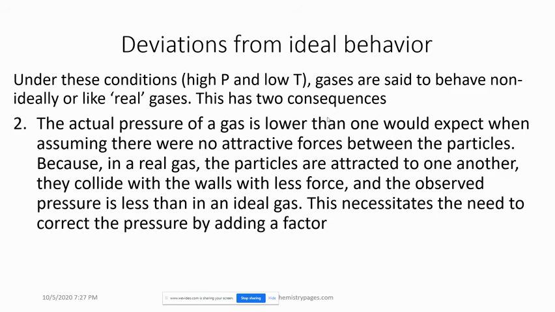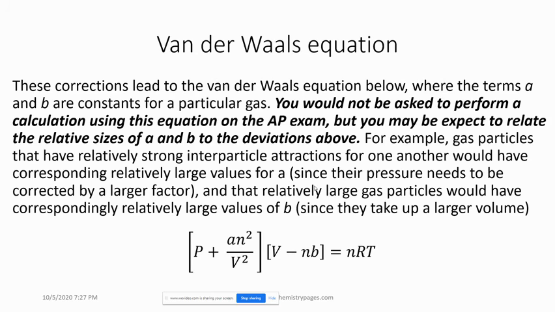Okay, so the actual pressure of a gas is lower than one would expect when assuming there are no attractive forces between the particles, because in a real gas, the particles are going to be attracted to one another. They collide against the walls with less force, and they're also going to do that if the temperature is low. And so because of that, you need to correct the pressure by adding a factor in. That factor is called the van der Waals equation. This is the formula. You don't need to perform this calculation for this equation on the test, but it's kind of nice to be able to see what's going on and how that relates.